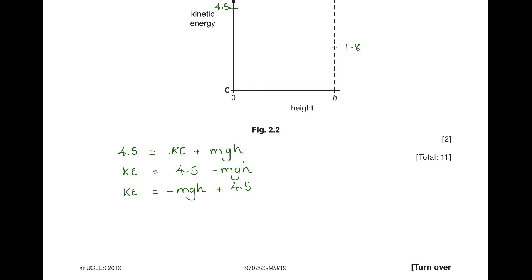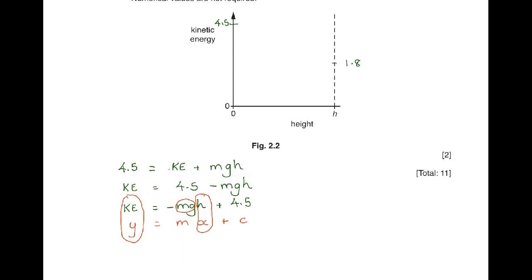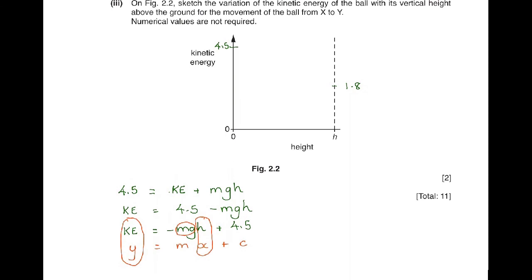So what I'm going to do here is just check. Okay, so the y-axis is our kinetic energy, the x-axis is our height, and we do have a constant in front of it. The mass doesn't change, g doesn't change, and therefore this is a straight line graph. So what we're going to do then is just draw a straight line from here to here, and there we have it.